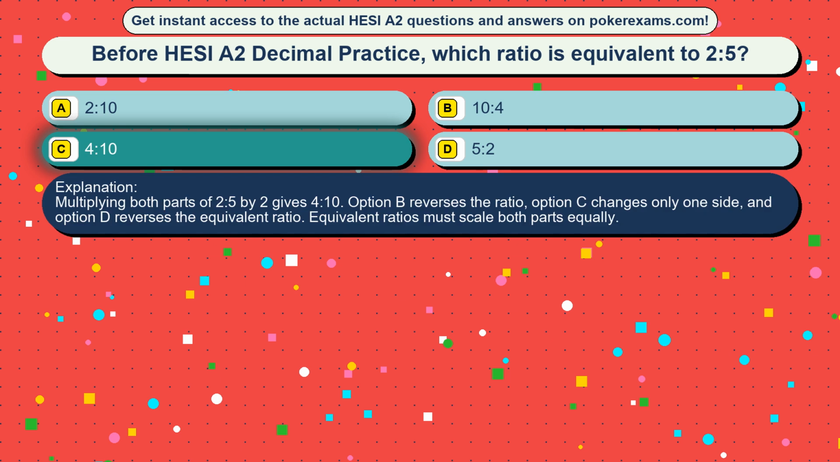Multiplying both parts of 2:5 by 2 gives 4:10. Option B reverses the ratio, option C changes only one side, and option D reverses the equivalent ratio. Equivalent ratios must scale both parts equally.